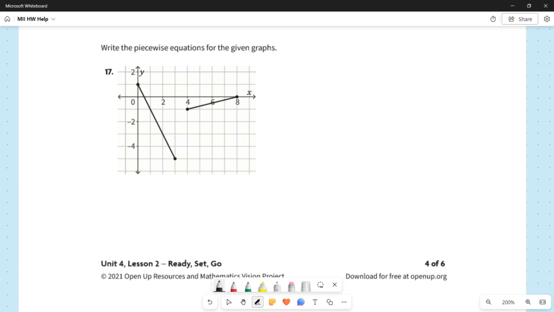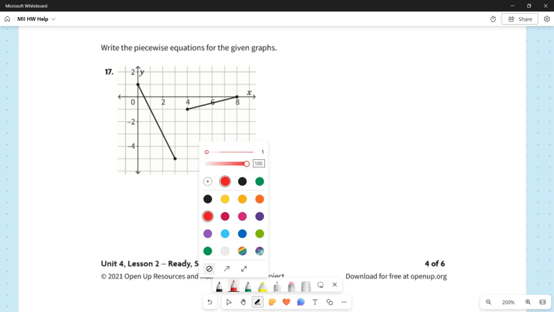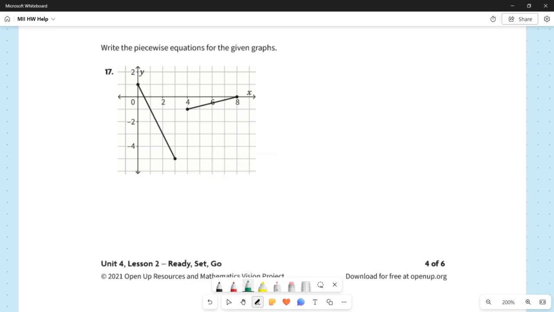Next assigned question is number 17. So with 17, directions say, write the piecewise equations for the given graphs. So we have a piecewise function with 2 pieces, and we have to write the equations for them. So this function doesn't have a name, so we're just going to call it f of x.